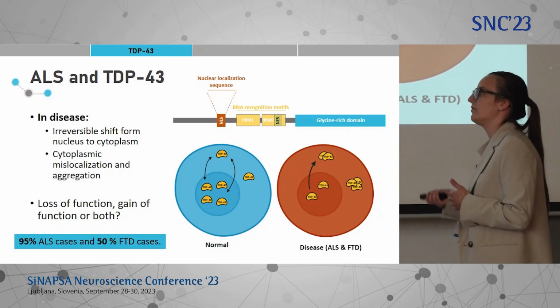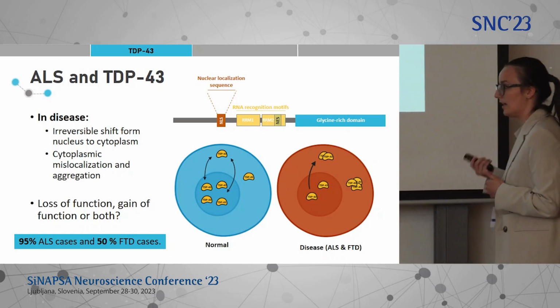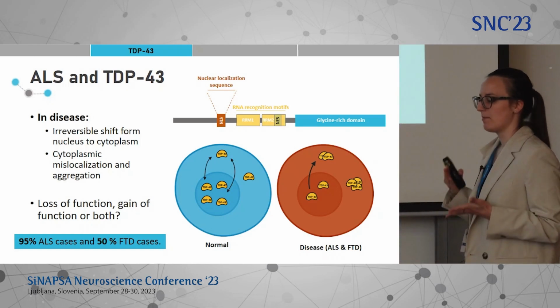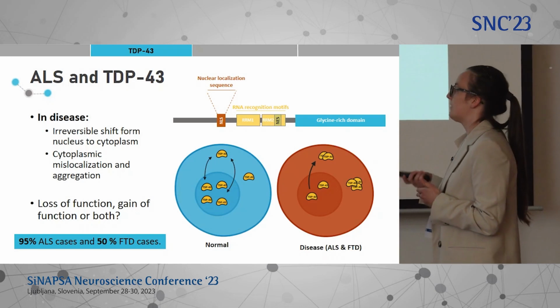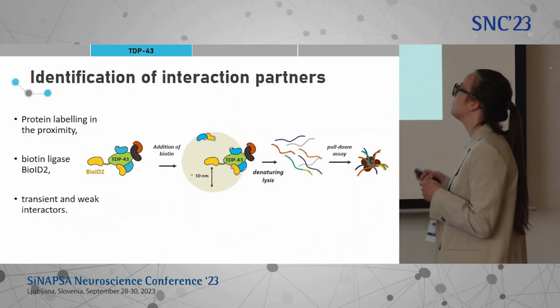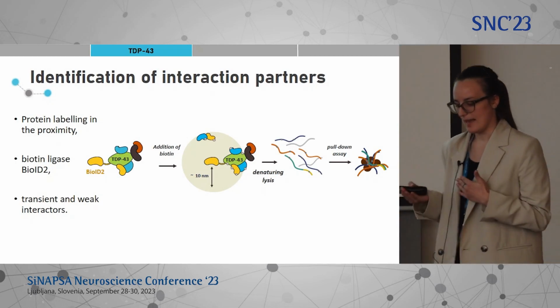Here is a question that raises dilemmas about these TDP-43 aggregates: do they cause loss of function, gain of function, or maybe both? And also, here is a question about the TDP-43 interactome. Is this interactome the same in disease conditions, or does it change?